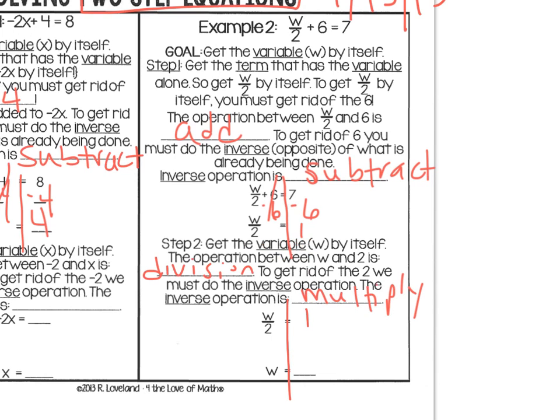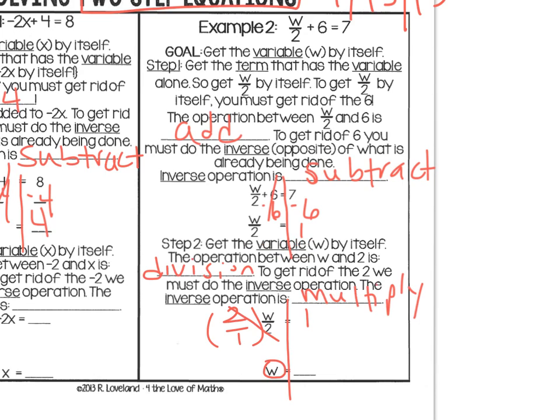Okay, so right now w is being divided by 2. So we're going to do the inverse of that, which means to multiply. Now, if you remember, when you were multiplying fractions last year, you could cross-simplify or cancel. So if I write 2 as a fraction, since w divided by 2 is a fraction, I'm going to multiply, put it in parentheses, 2 over 1. This 2 as the numerator and this 2 as the denominator are going to cancel each other out, leaving us with just this w right here.